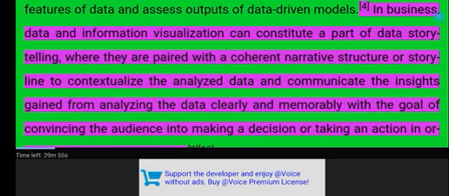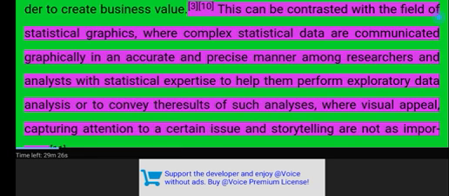In business, data and information visualization can constitute a part of data storytelling, where they are paired with a coherent narrative structure or storyline to contextualize the analyzed data and communicate the insights gained from analyzing the data clearly and memorably with the goal of convincing the audience into making a decision or taking an action in order to create business value.